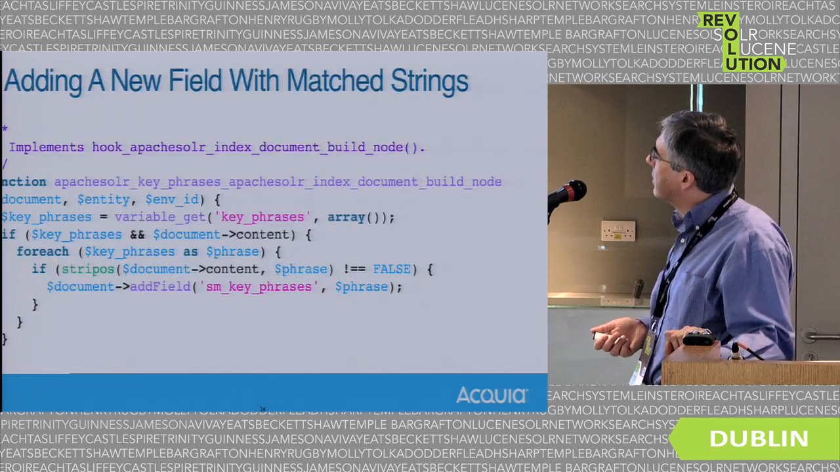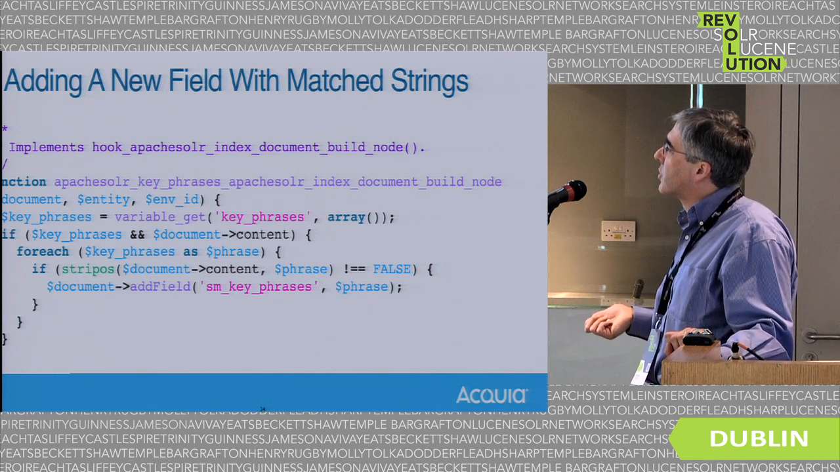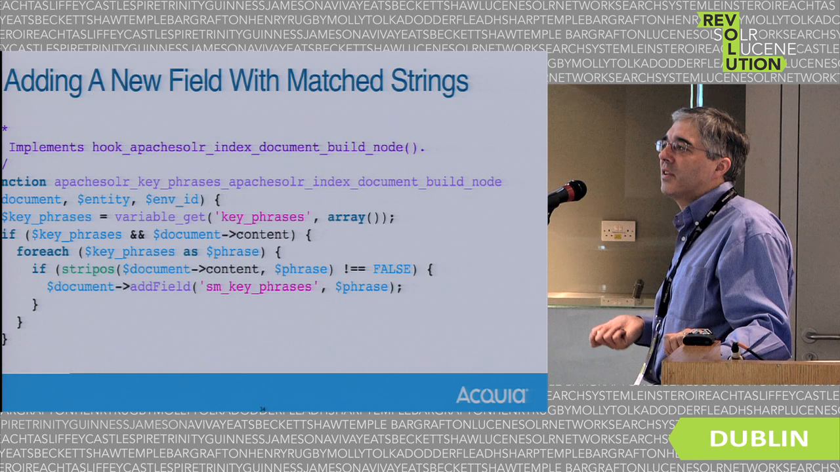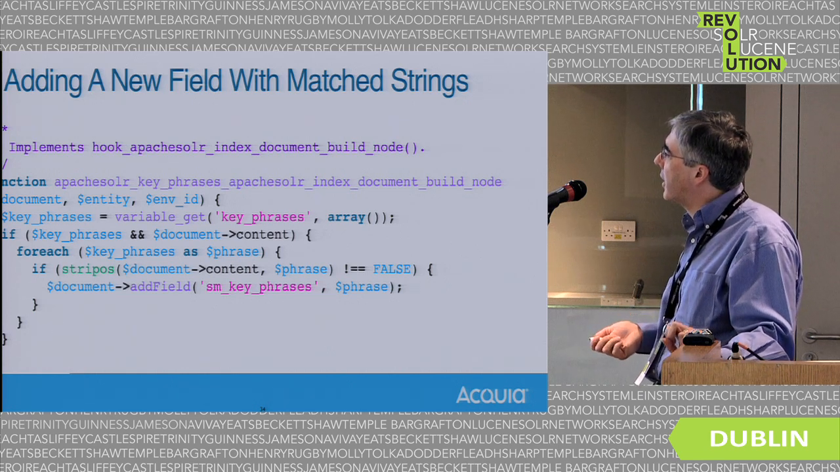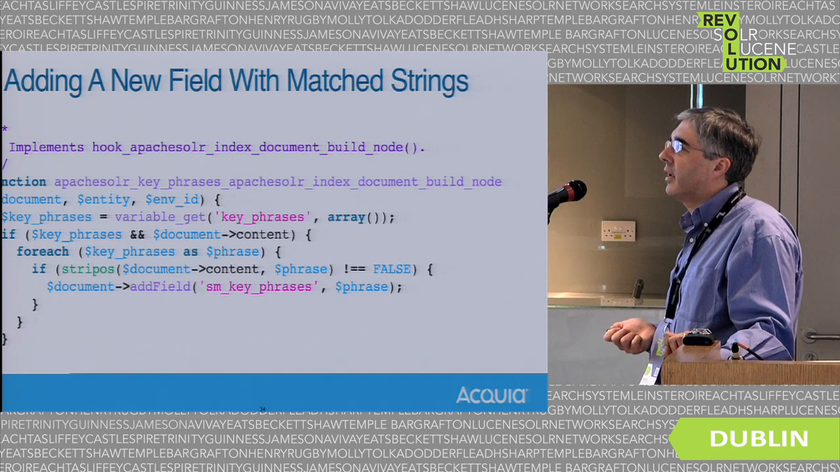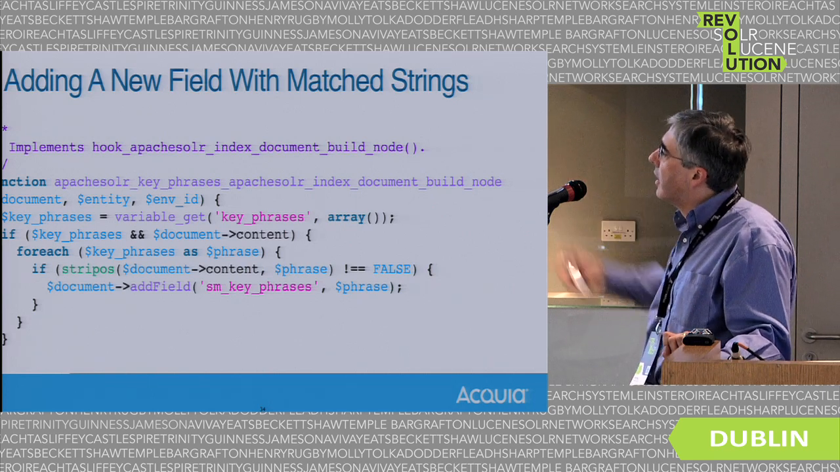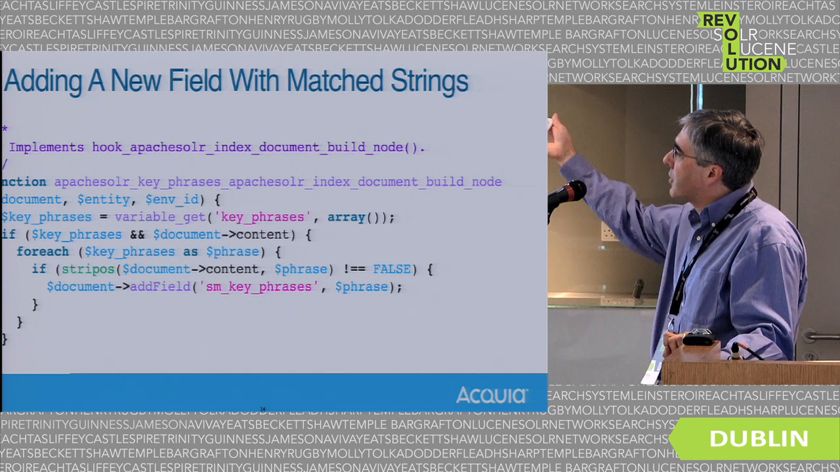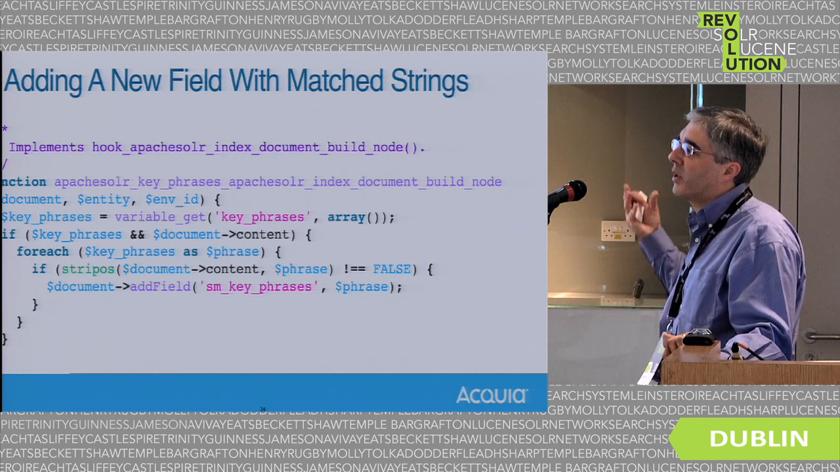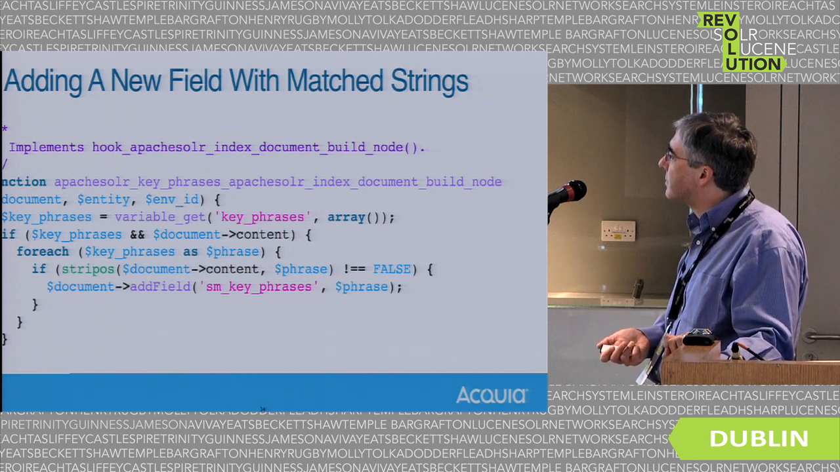So the first part is adding a new field with matched strings. One of the examples that Eric talks about in that blog post is matching key phrases within a document. This code is a little bit simplified from what's actually in the module, just for readability. It's a few extra lines, but these are the essential parts. We have this hook, apachesolr_index_document_build_node, which is very specific. If I'm building content to send to Solr from a node entity, this hook gets called.